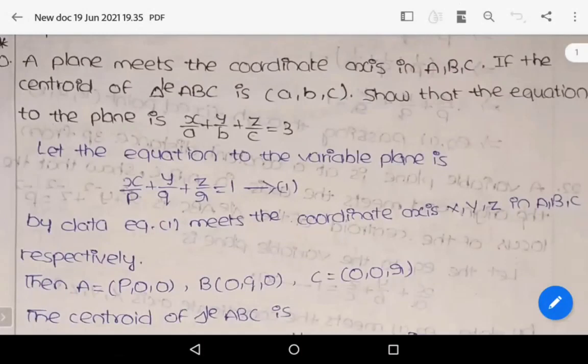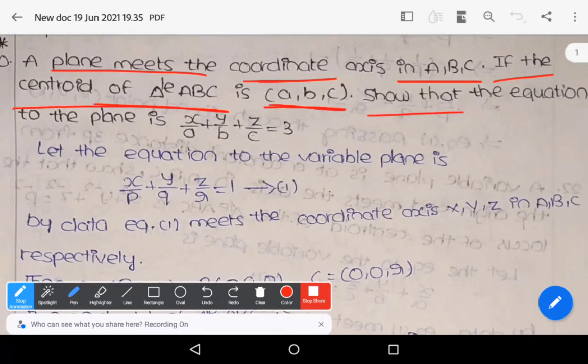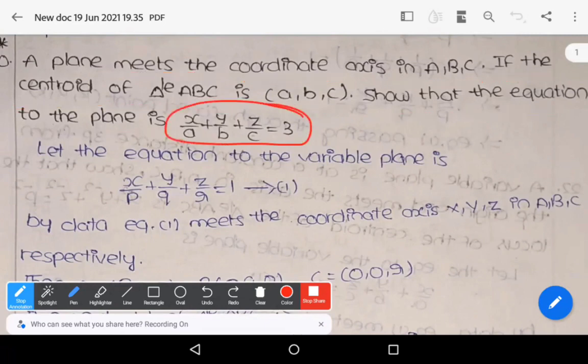In this video, we discuss three very important problems according to the plane chapter. Let us see the first problem. A plane meets the coordinate axes in A, B, C. If the centroid of triangle ABC is (a, b, c), then show that the equation to the plane is x/a + y/b + z/c = 3.